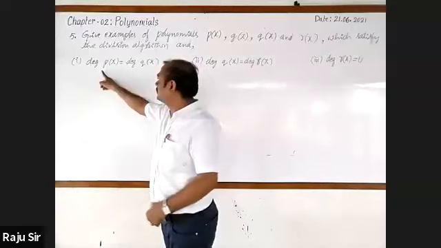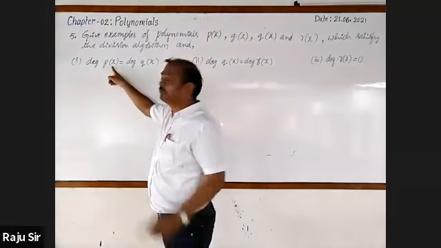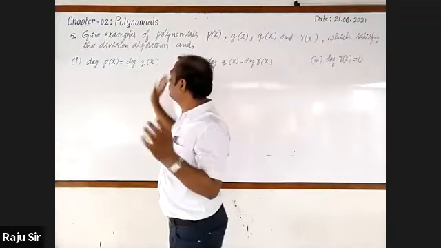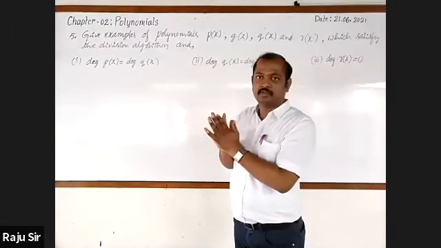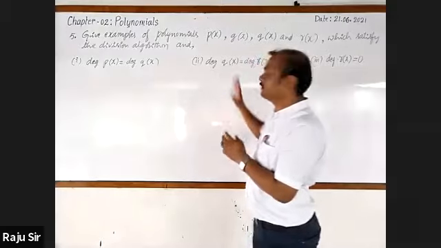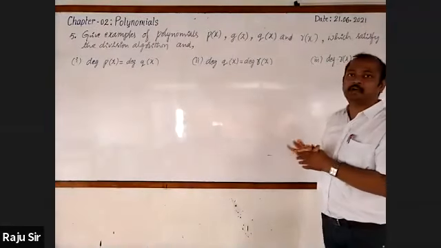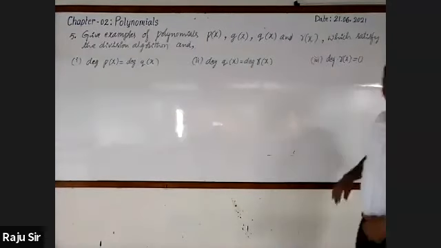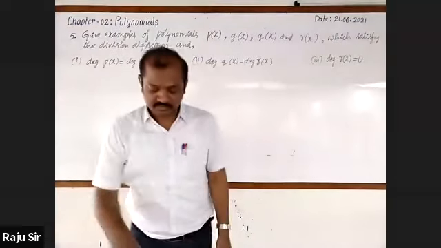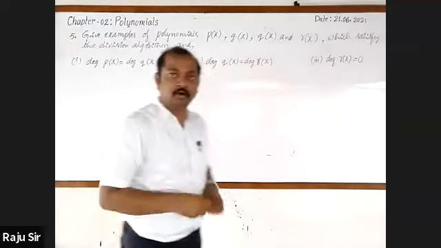Then the first condition: degree of p of x should be equal to degree of q of x. That is one case. Second case, degree of q of x should be equal to degree of r of x. And third one, degree of r of x is equal to 0.